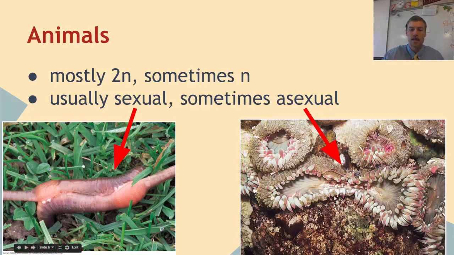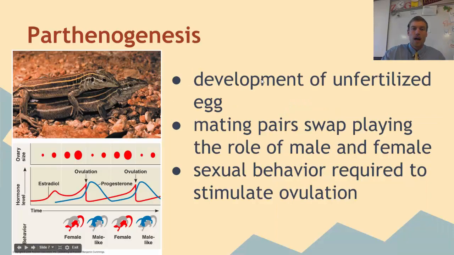These right here are sea anemones. Sea anemones are animals, and they can reproduce asexually if needed. A kind of weird thing is parthenogenesis. Parthenogenesis is the development of unfertilized eggs. This is where mating pairs swap playing the role of males and females. So these are technically both females.